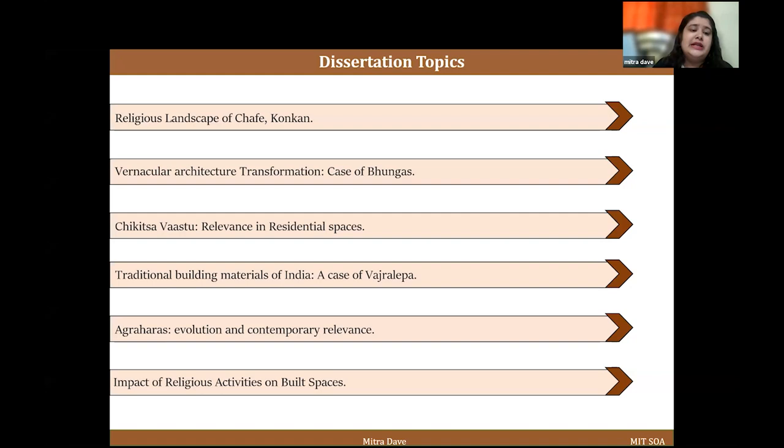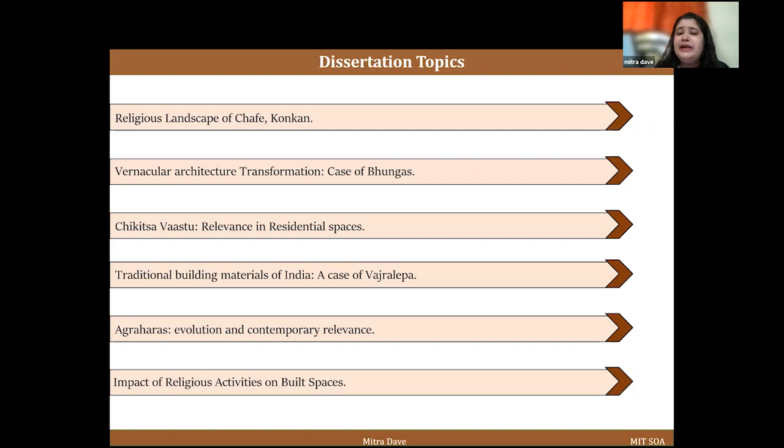Other than this, one of my friends, Janil Mota, has done vernacular architecture transformation. So how the vernacular architecture has been evolving, he has done case studies of Bhungas in Kutch area, in Banni region and those regions, and how there is contemporary relevance of them, how the residential spaces have today turned into resorts and those kind of things, and what are the impacts of that. There has been transformation in material, in the way they are seen, in many different ways, in social ways, in economical ways.